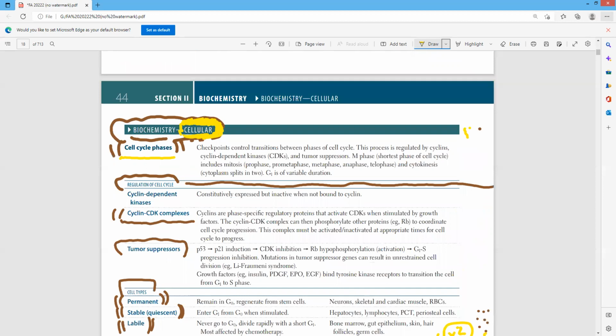M phase is the shortest phase of the cell cycle. It includes prophase, prometaphase, metaphase, anaphase, and telophase. For prophase, you will have the duplicated DNA here. In metaphase, you will have them lined up, and this is a cell, and this is a cell. Then you will split them. This is called anaphase, the phase to split them.